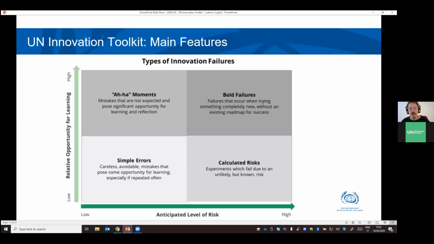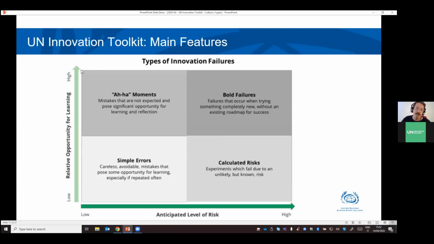We move on. Where we have a high level of risk and a relatively low opportunity for learning, this is experiments which fail due to unlikely but known risks. So we can identify the risks. We can judge whether we are comfortable with embarking on this process, and then we go ahead. If it fails, we understand generally why it fails.